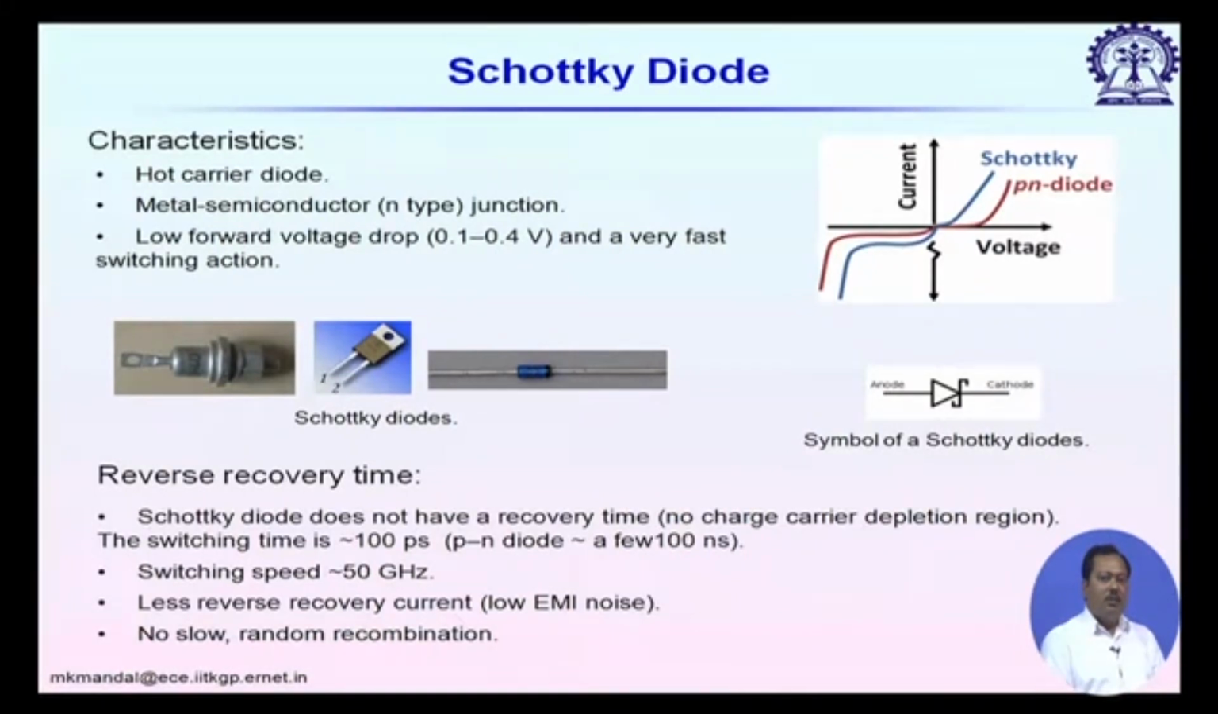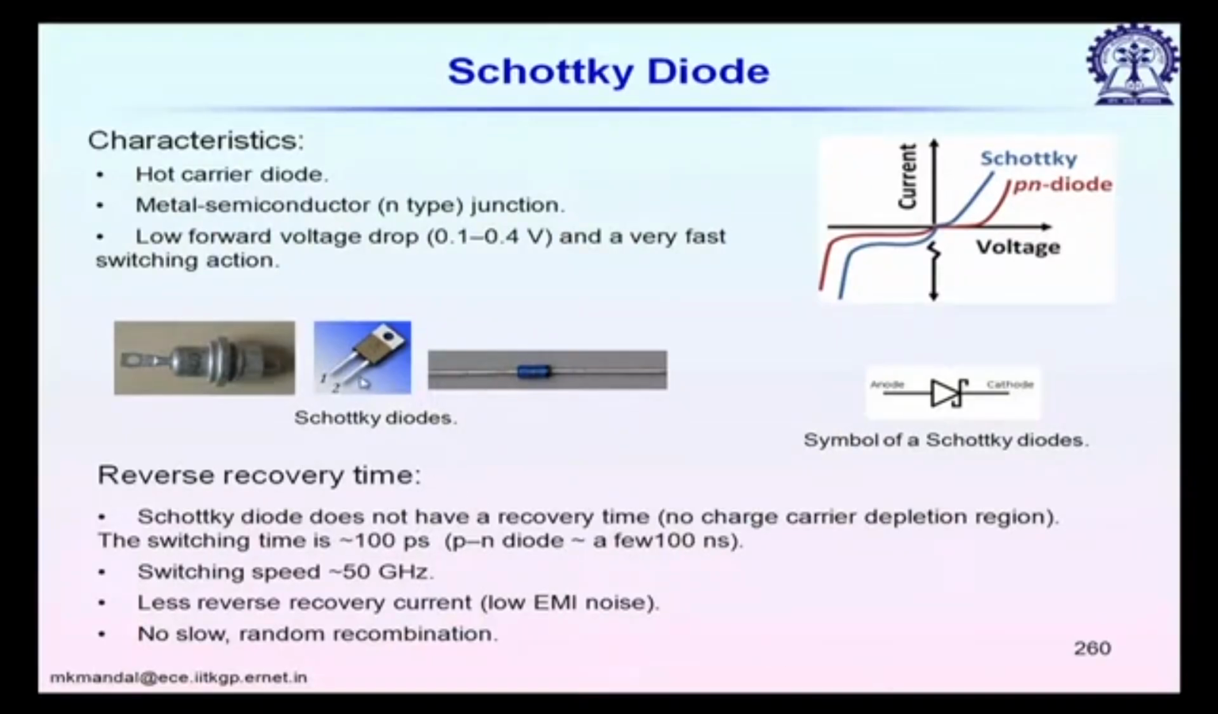Next device, Schottky diode. Although we are calling it a diode, it does not involve any p-n junction. This is basically a metal semiconductor junction, and the semiconductor usually can be p type or n type, but most popular is n type. Typically doping concentration is higher, so we call it a metal n plus junction. Since we are not using any p-n junction, it is not associated with any space charge region.